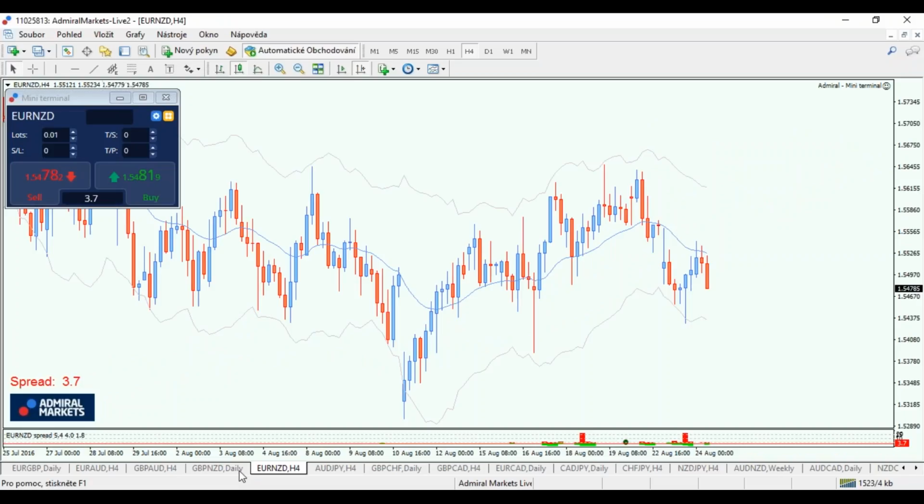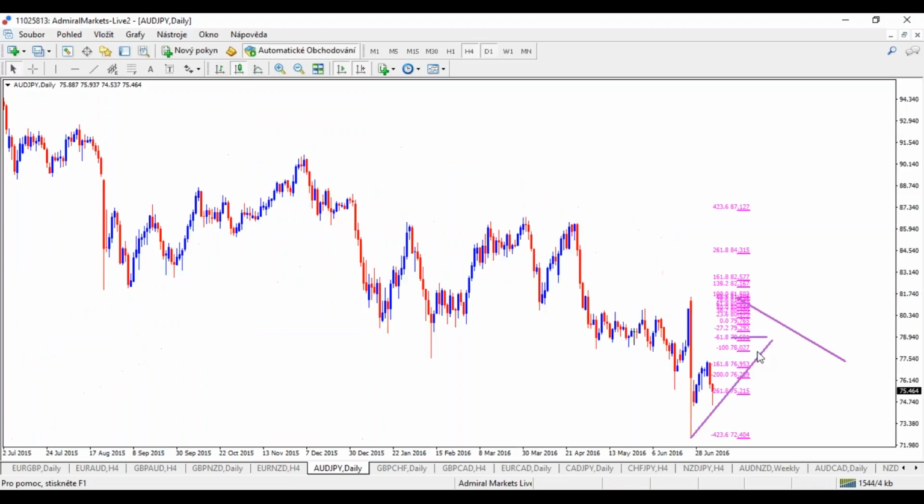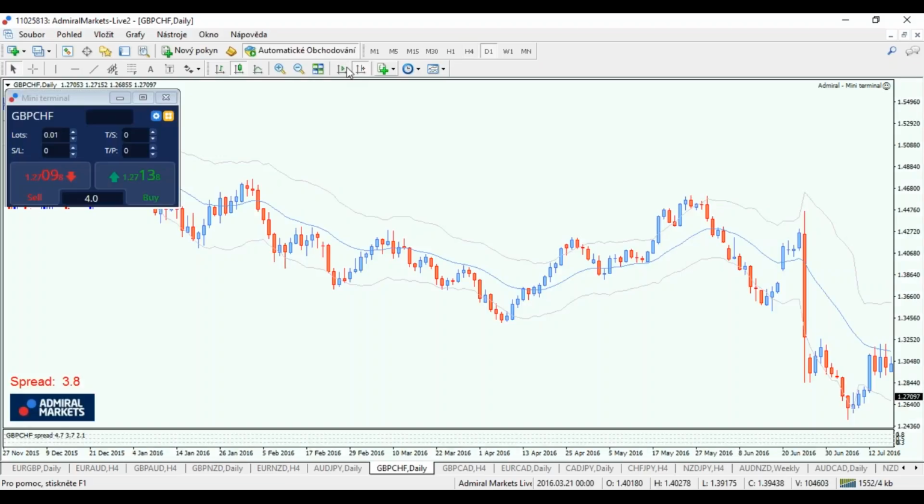Other than that, Aussie yen, I kept this template on purpose. It's really going nowhere. It's just basically still making that correction we talked about. I don't see much here, folks, really. It's, to me, not that interesting. Other than that, these are pretty much similar movements.